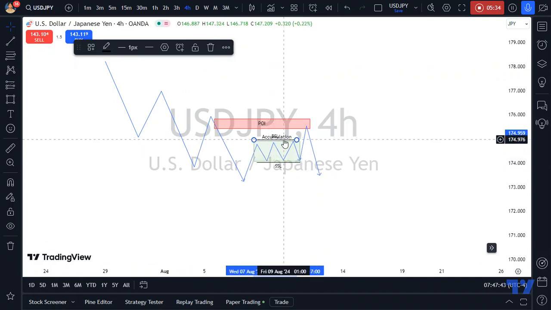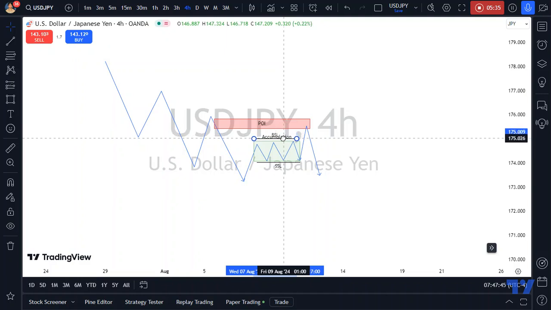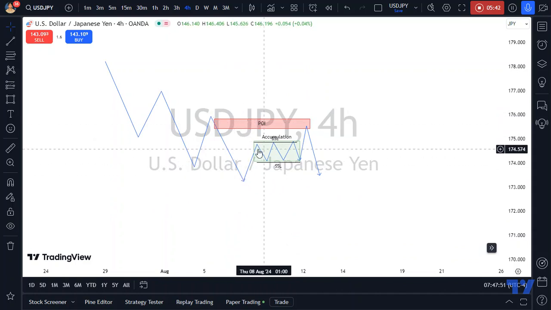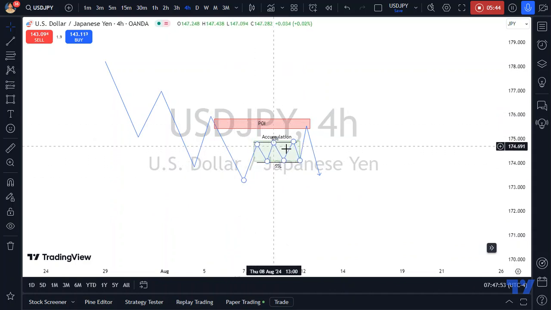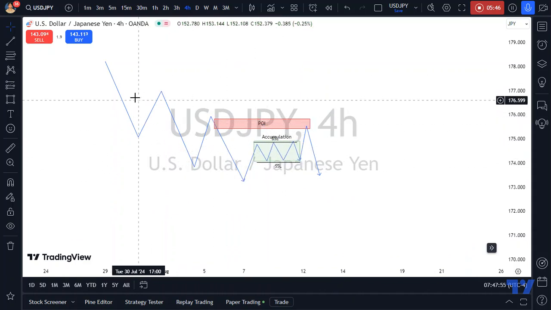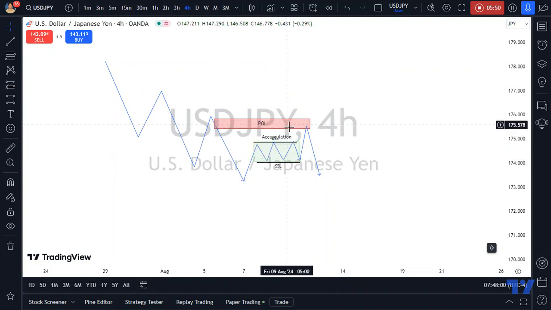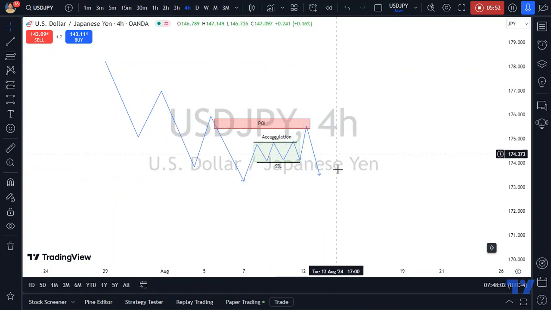Let's put this lower. Okay, I'll just leave it for now. But as you can see, when price consolidates, it engineers liquidity on both sides. But since we are bearish, we want price to take out buy side first, and then take out sell side in the form of manipulation.